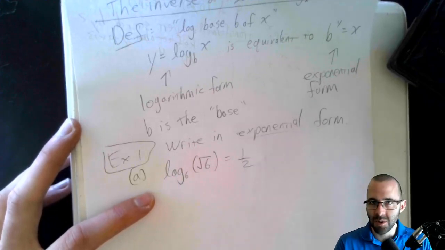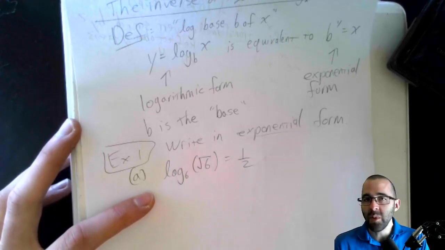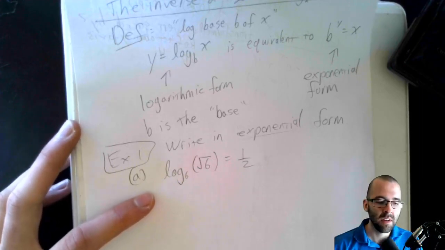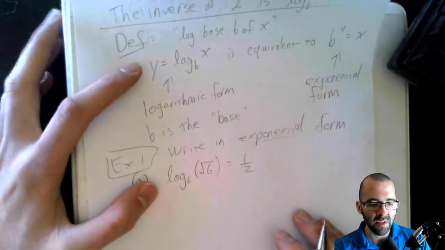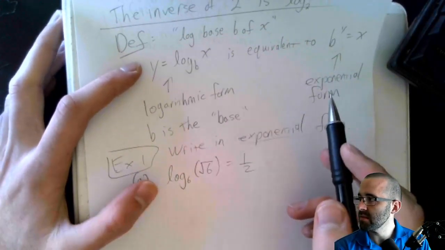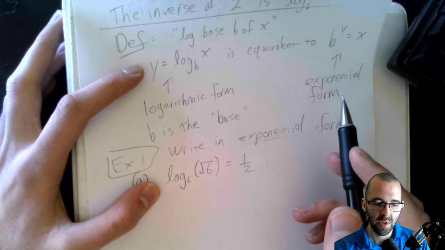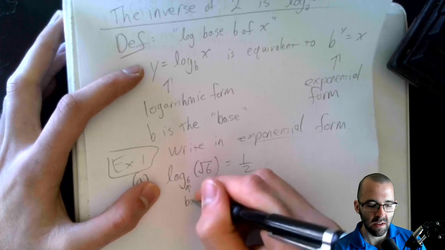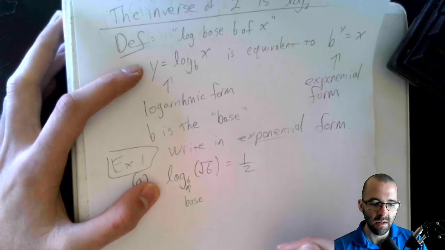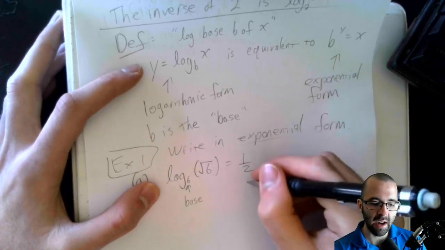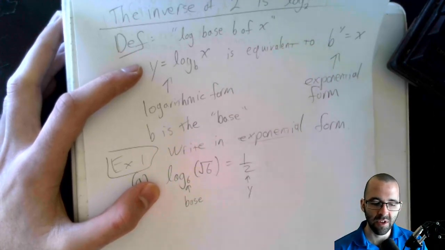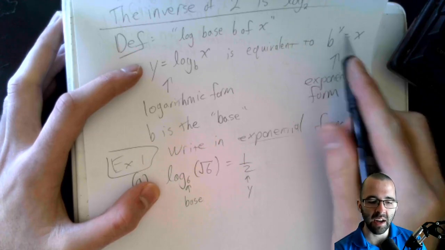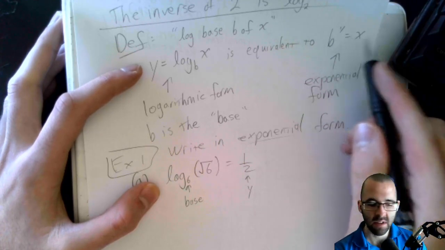Say that hypothetically you do not like logarithms. Then we can write it in exponential form and not have to worry about logarithms at all. Okay, so how do we do that? We look at the definition. Log base b. b is 6. This is our base. And this is our y from the definition. It's equivalent to the base raised to the y equals the input.